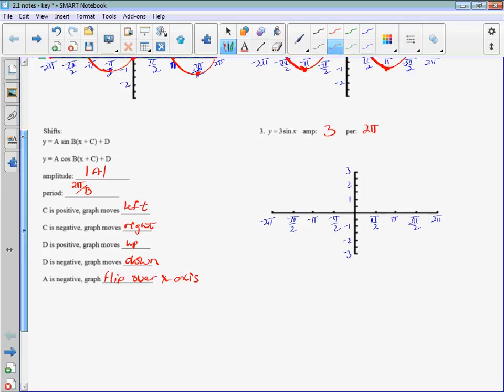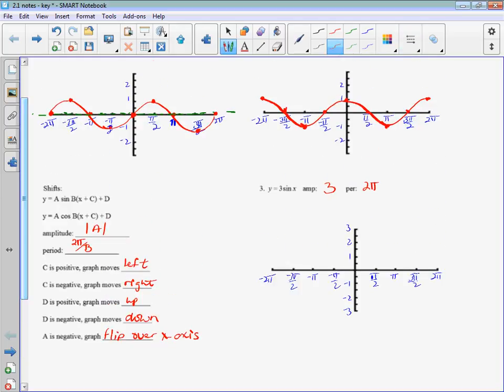So what that 3 is going to do is basically stretch your graph vertically. So this graph is going to get a whole lot taller. You're multiplying your y values. So what's 0 times 3? So your zeros are not going to move anywhere. They stay right on your x-axis. What about 1 times 3? So that's going to be all the way up to positive 3.